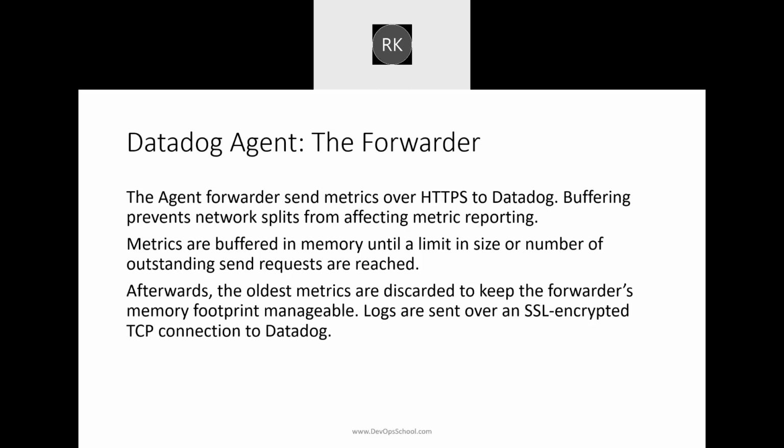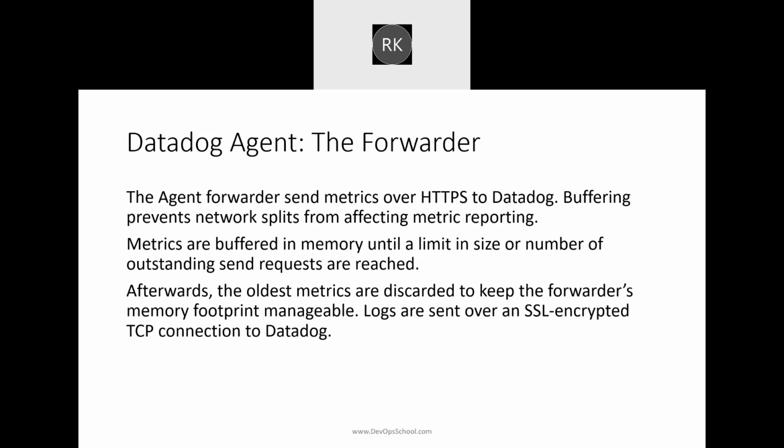The agent forwarder sends metrics over HTTPS to Datadog, and buffering prevents network splits from affecting the metric reporting. Metrics are buffered in memory, remember, until a limit in size or number of outstanding send requests is reached. Afterwards, the oldest metrics are discarded to keep the forwarder's memory footprint manageable. Logs are sent over an SSL encrypted TCP connection to Datadog.